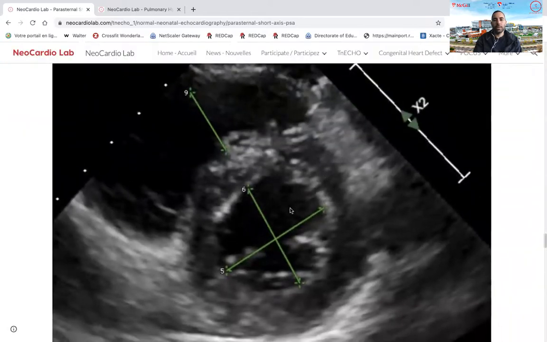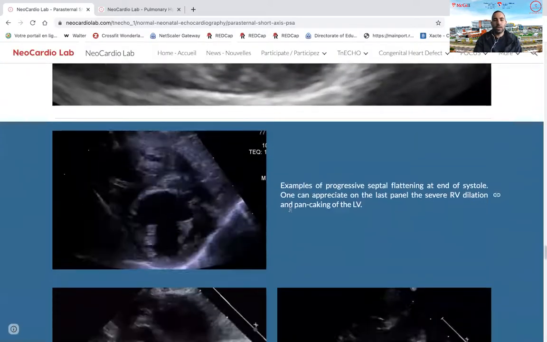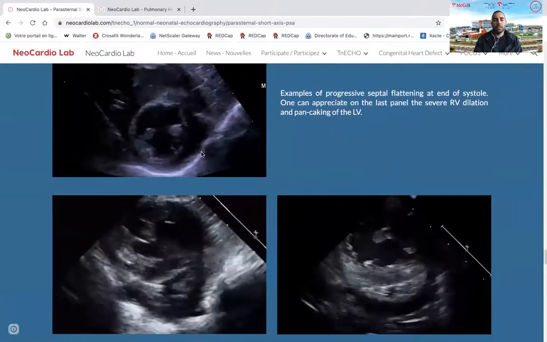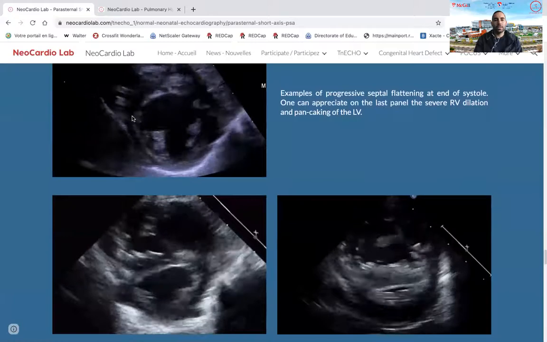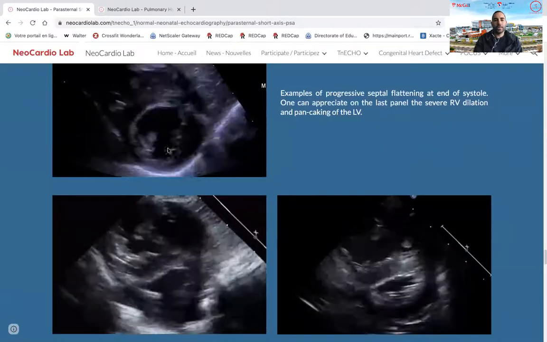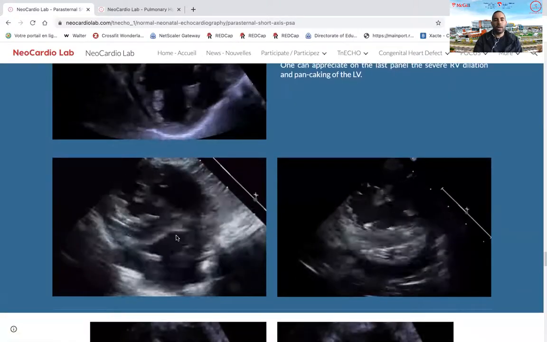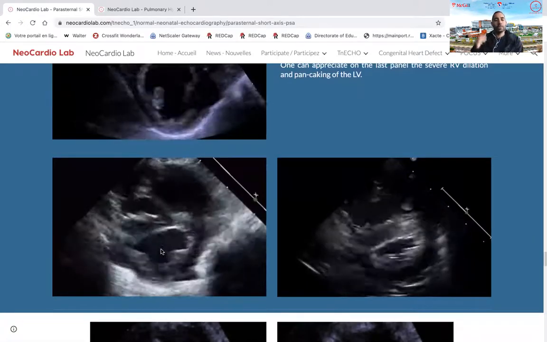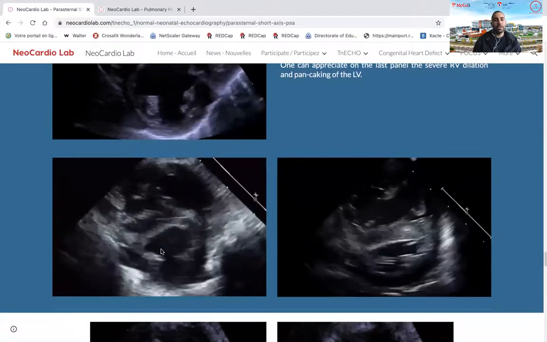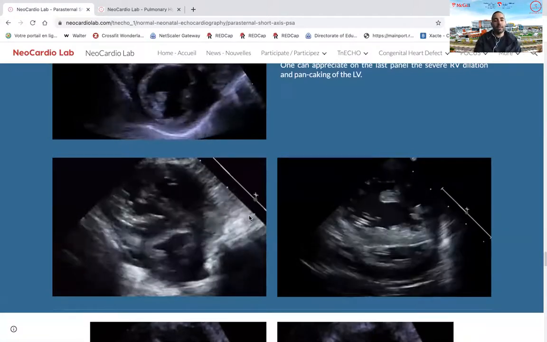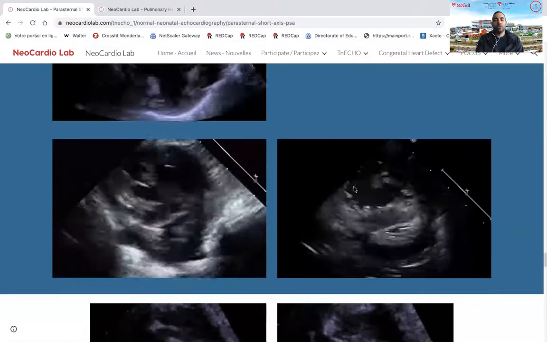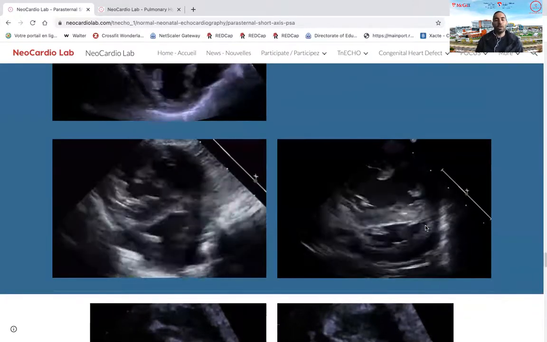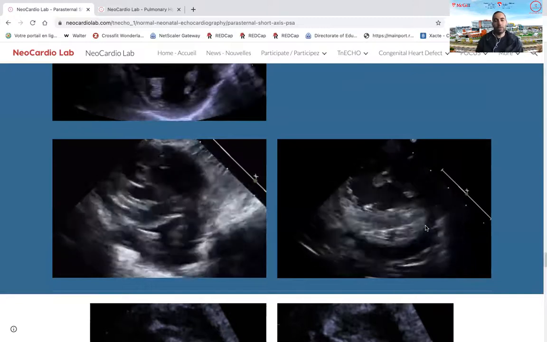Another example of eccentricity index. So these are examples of progressive septal flattening. You can see how this patient has a very round septum throughout his cardiac cycle, while this patient has almost a bowing of the septum inside the LV cavity at the peak of systole, but also has flattening in diastole. And this patient has actually completely pancaked the left ventricle and almost obliterated the cavity during systole.